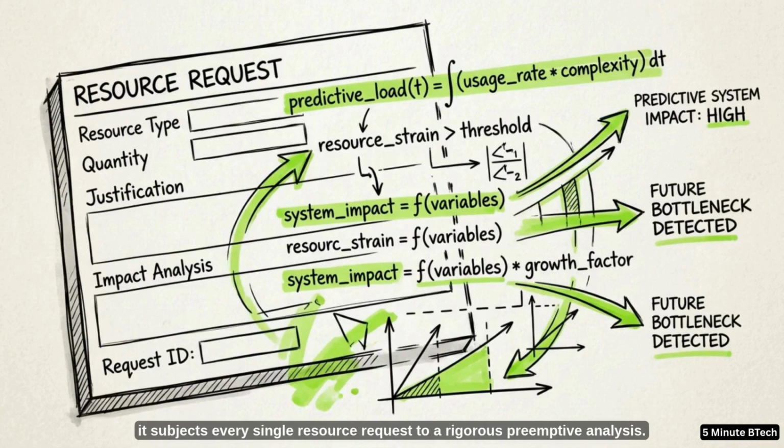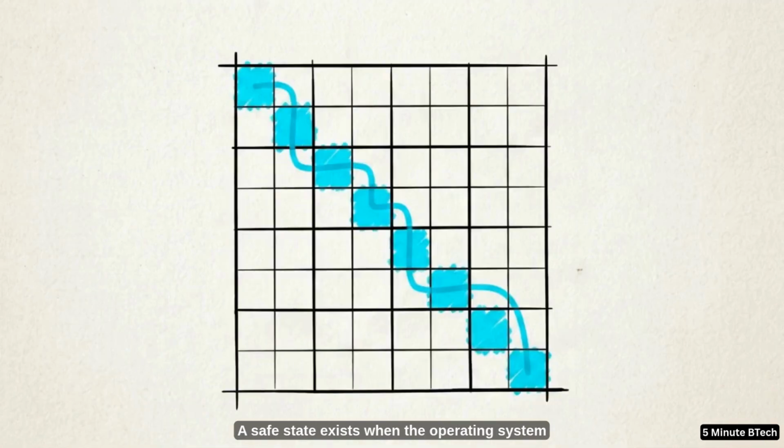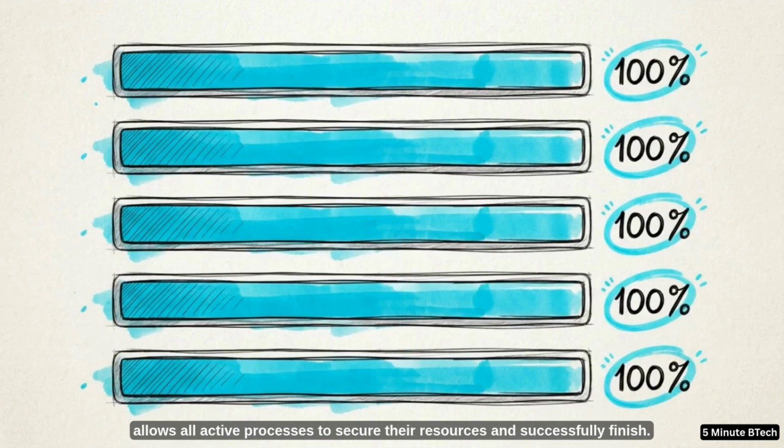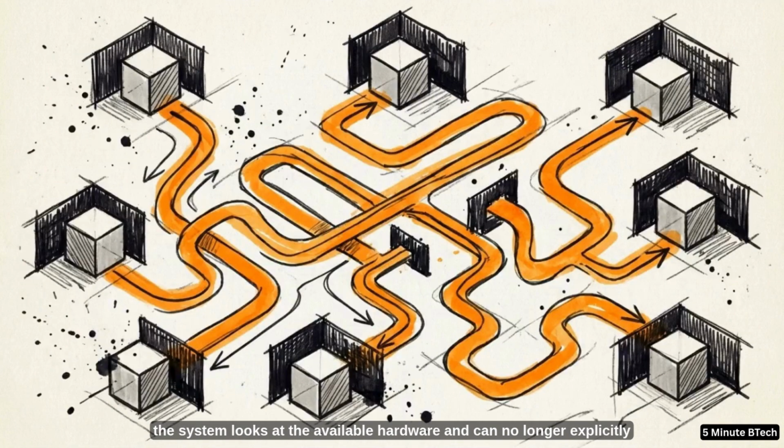Instead of banning behaviors, it subjects every single resource request to a rigorous preemptive analysis. The foundational metric driving this analysis is called the safe state. A safe state exists when the operating system can calculate at least one guaranteed sequence of execution that allows all active processes to secure their resources and successfully finish. Conversely, an unsafe state occurs when the system looks at the available hardware and can no longer explicitly guarantee a successful execution sequence for everything currently running.